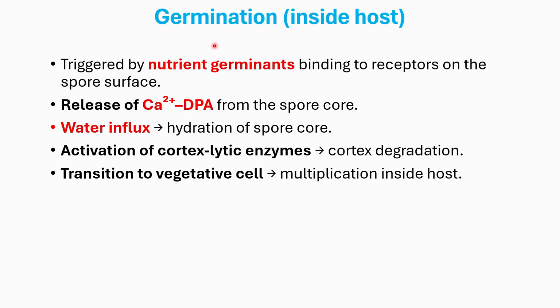Germination of the Bacillus endospore begins when nutrient molecules such as germinants bind to specific receptors on the spore surface. This triggers the release of calcium dipicolinic acid from the spore core, followed by an influx of water which hydrates the core. Next, the cortex lytic enzymes are activated, breaking down the cortex layer. Finally, the spores transition into vegetative cells, ready to multiply inside the host and resume normal bacterial growth.